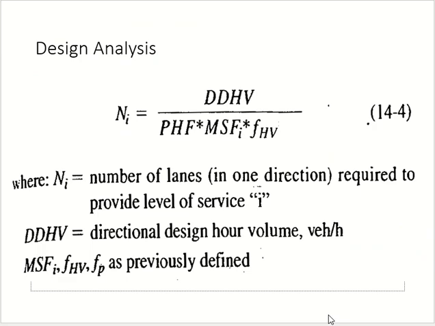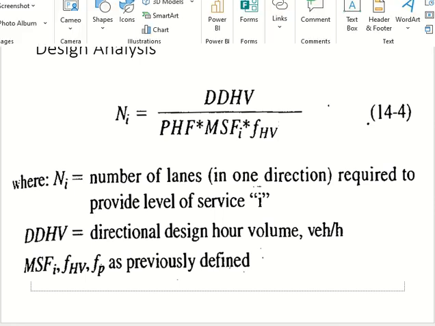DDHV means the volume, the forecasted volume which is given in the question. Peak hour factor is given. FHV, this is the thing which I asked you to come with. 3 FHV values. Tell me. We need FHV for the level terrain, one for upward gradient, and one for downward gradient.